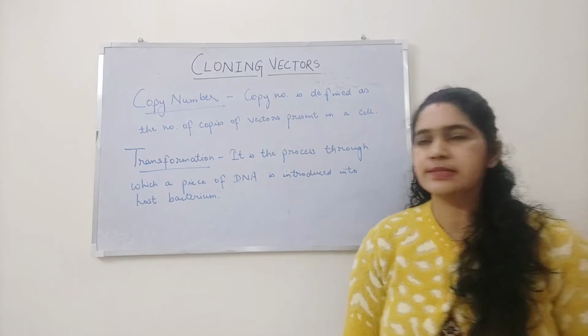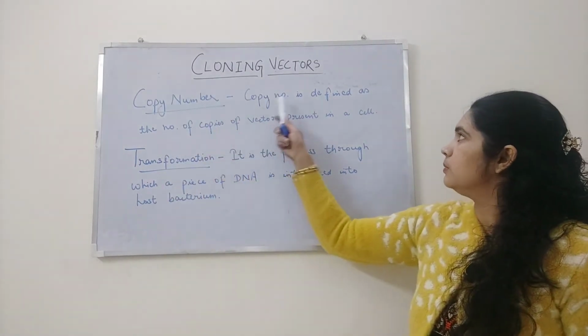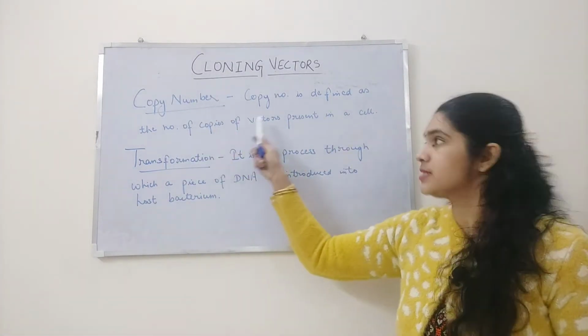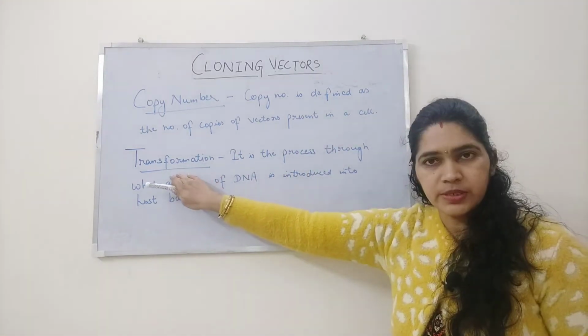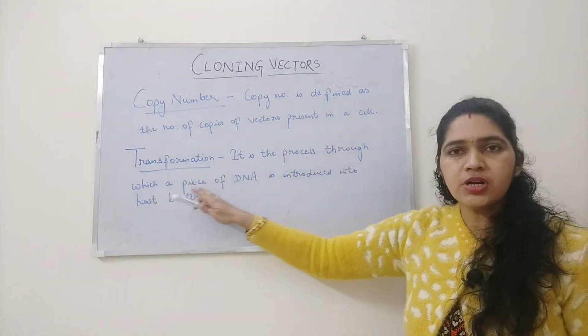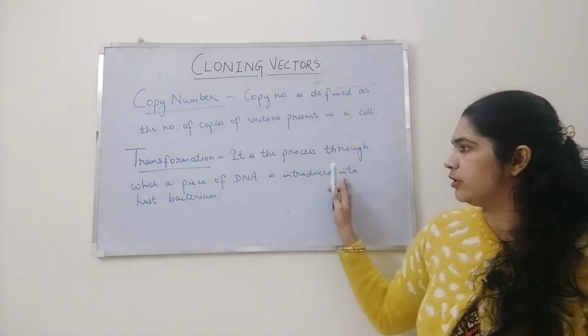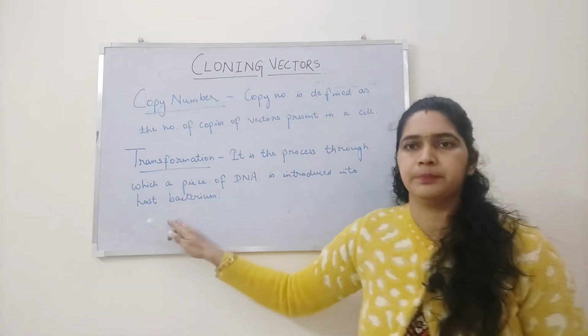Now, let's have a look at these terms. Copy number is defined as the number of copies present in a cell. Transformation is the process through which a piece of DNA can be introduced into a host bacterium.